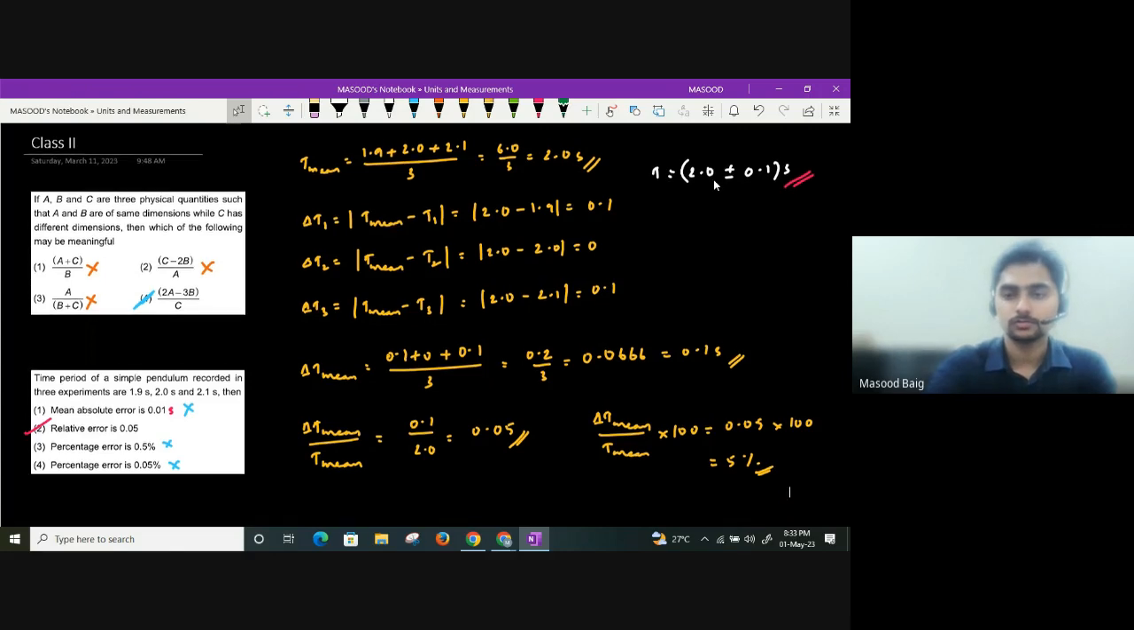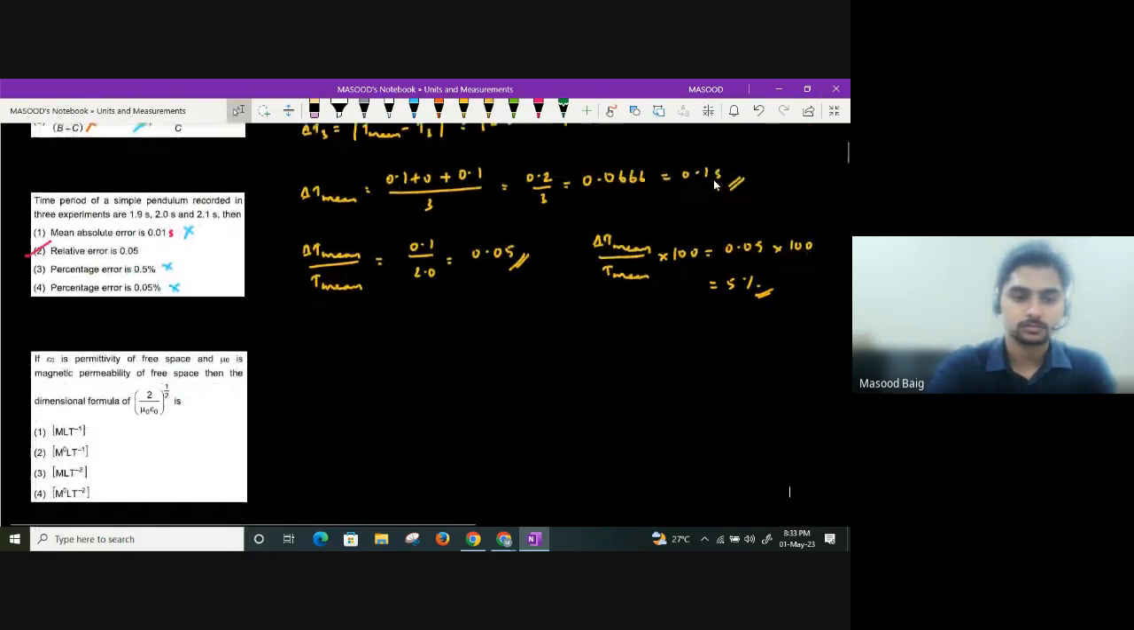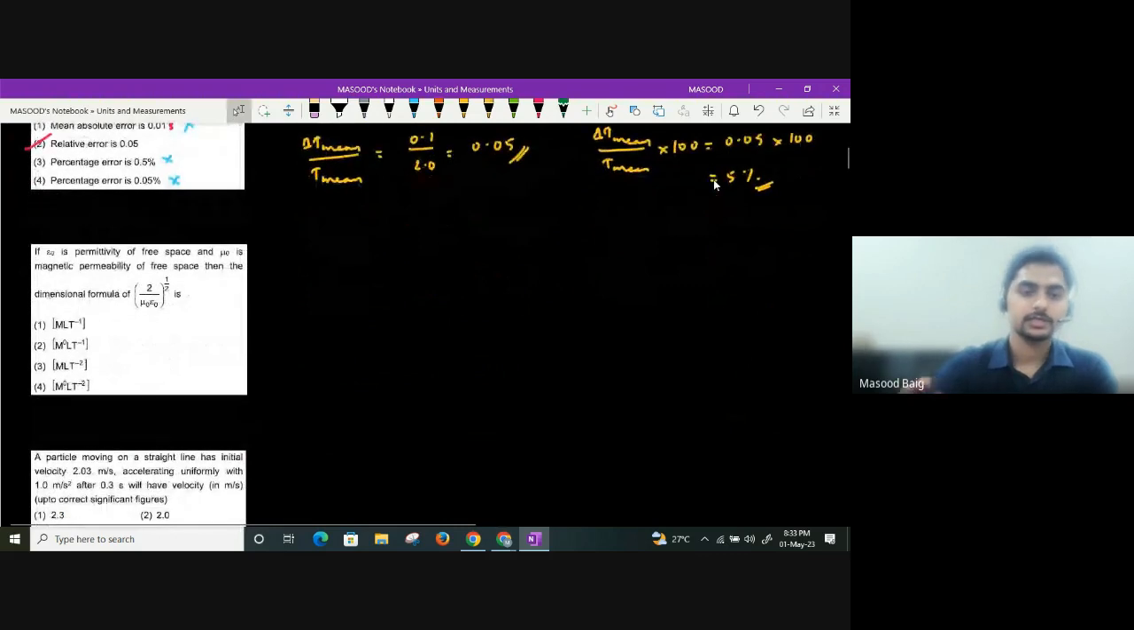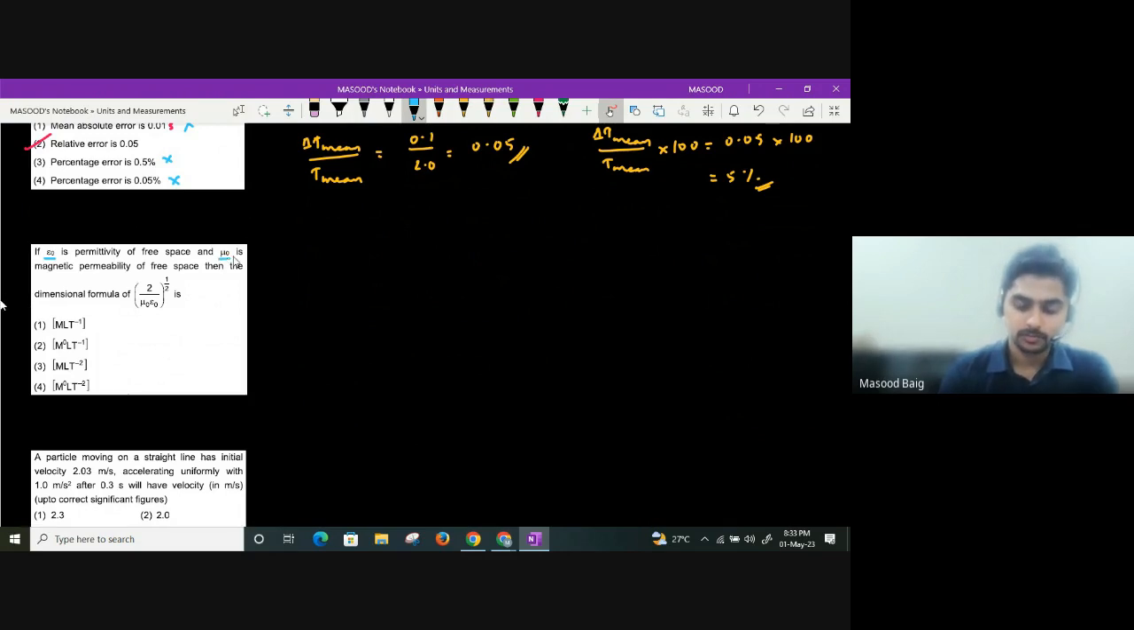Yes or no? What did they give, guys? They have given us epsilon naught, the permittivity of free space. Mu naught is the magnetic permeability of free space. What is the dimensional formula? 2 divided by mu naught epsilon naught. This is what they are asking. 2 divided by mu naught epsilon naught, whole power 1 by 2.